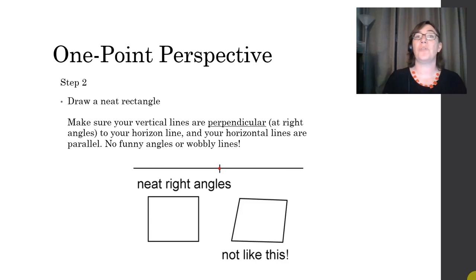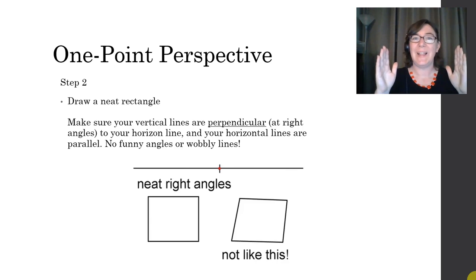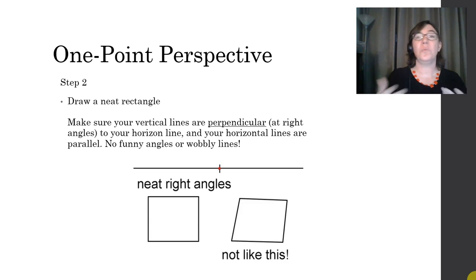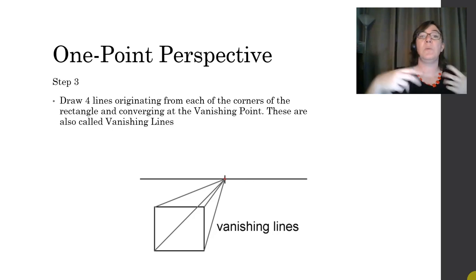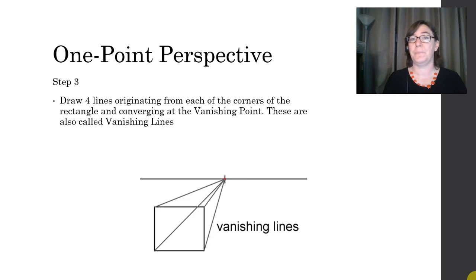Step 2, you're going to draw a rectangle. Right? Make sure that your vertical lines are vertical and your horizontal lines are actually horizontal. All right. You don't want any funny angles or wobbly lines at this point. Step 3, you're going to draw some guidelines or vanishing lines from each of the corners of your rectangle. All right. And if you were doing a more complex shape, that would be from each of the important points or vertices of your shape. All right. And they will converge at the vanishing point.